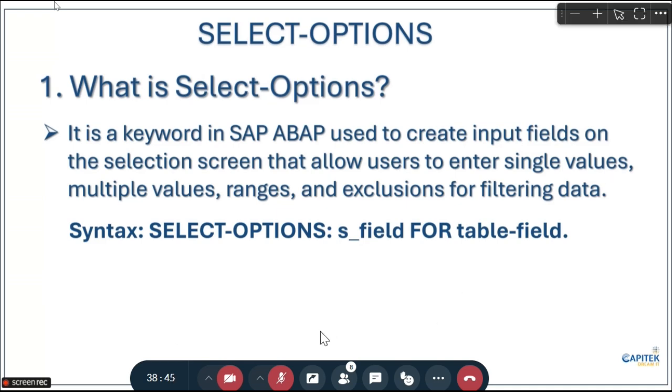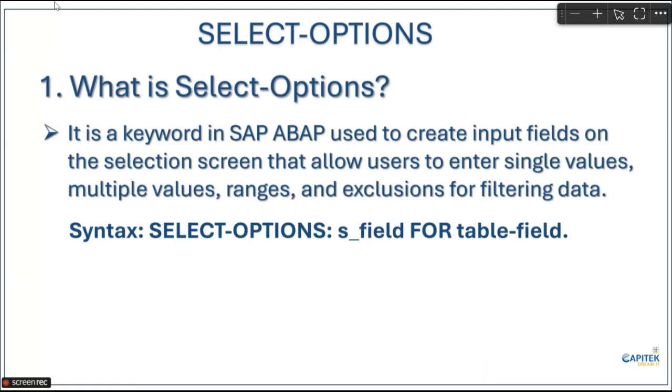Ranges means, for example, from some material number to some other material number. It means material number 100 to 1000, between 100 and 1000. Okay, so whichever materials are available in the system, it brings to you, if your requirement is that. If you don't want the material numbers between 100 and 1000, let us suppose, you can exclude them. You can include them, you can exclude them also. So likewise, we have different advantages of select options. So let's see one after the other.